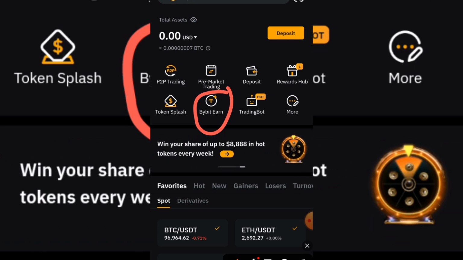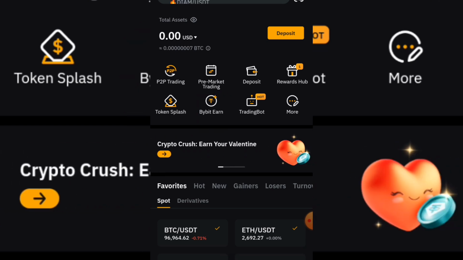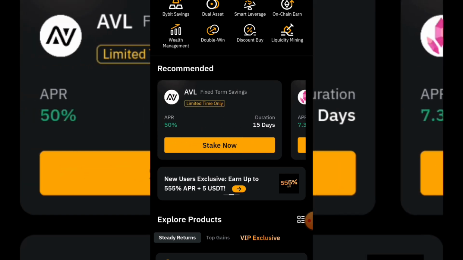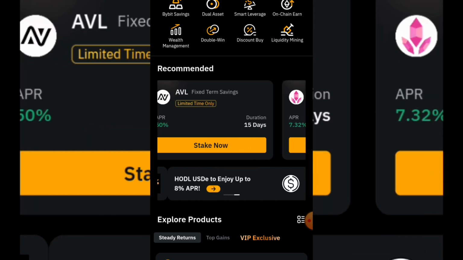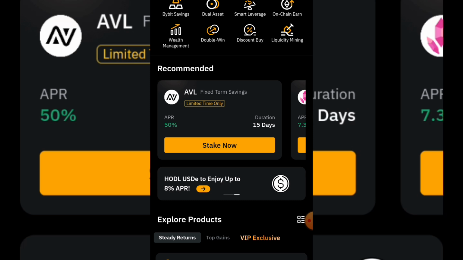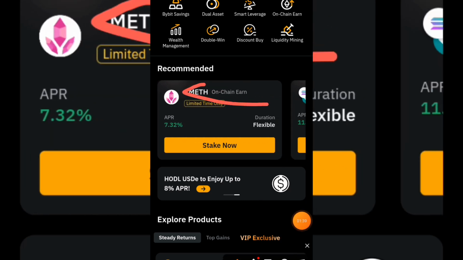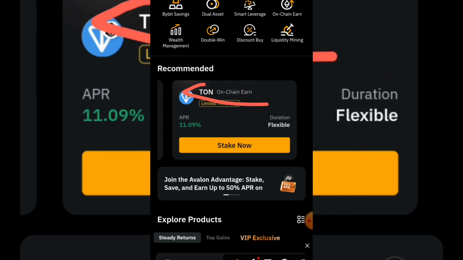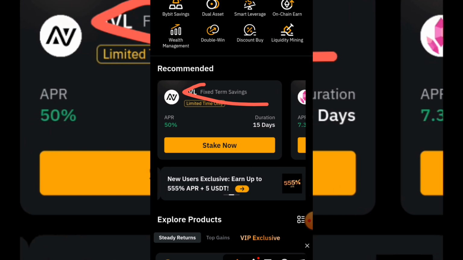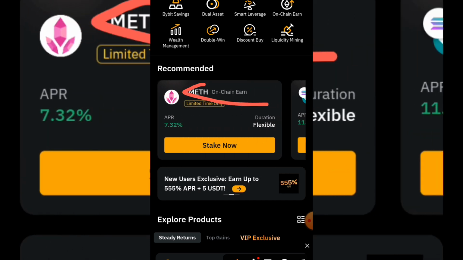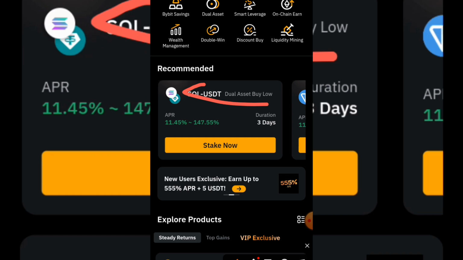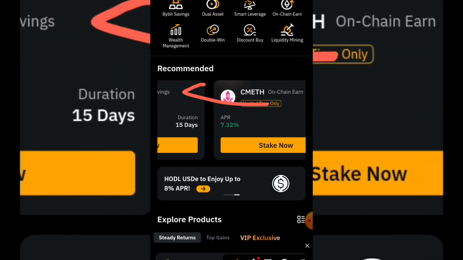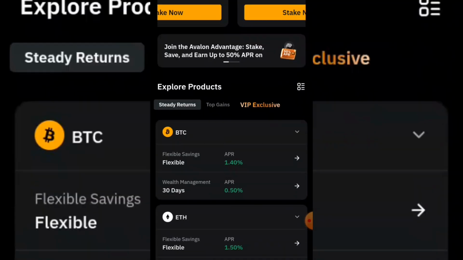You make a little profit. So when you come to this side, you click on Bybit Earn, and you'll have a lot of things here. You see that here you just take and you get like 50% profit. This is Bybit for you, and here you get like 11.5% to one something. Then we have 11%. So this is 50% for 15 days, and 7.3% flexible. Then we have 11.45 to 147% for 3 days, and then this one. So we are not going to invest in any of these. We have to scroll down.